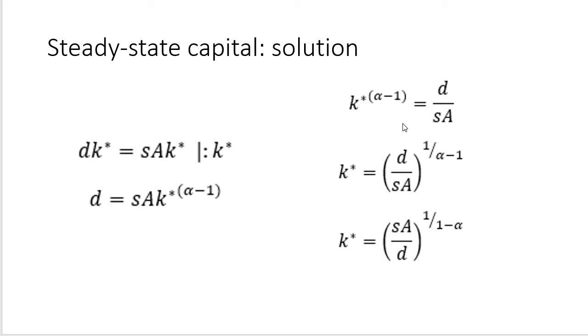Then I just expressed k star. So you have it as the depreciation rate divided by the savings rate times the technological coefficient. Then you have to put both sides to the power 1 over alpha minus 1. And since alpha is less than 1 by definition, as we discussed during the first and the second workshop, basically I can just invert it, and then I have 1 over 1 minus alpha. So this is the solution.